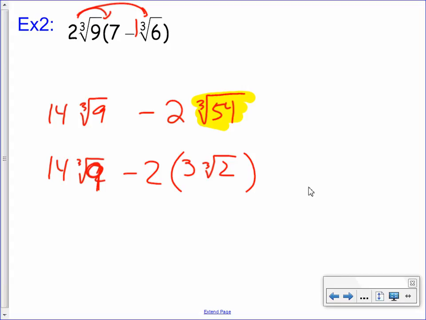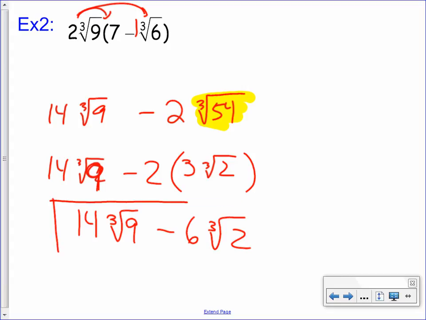All right. So 14 cube root 9 minus 6 cube root 2. Are they like terms? Then they shall never come together. The end. This is so sad.